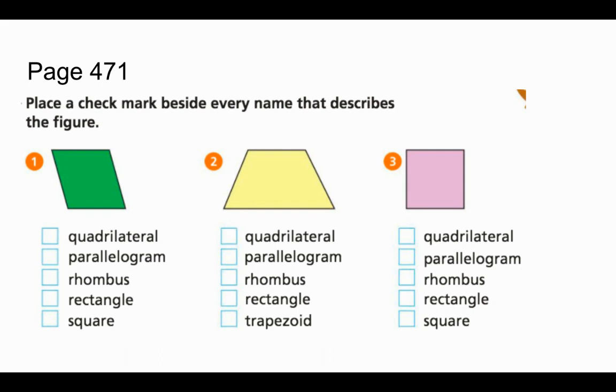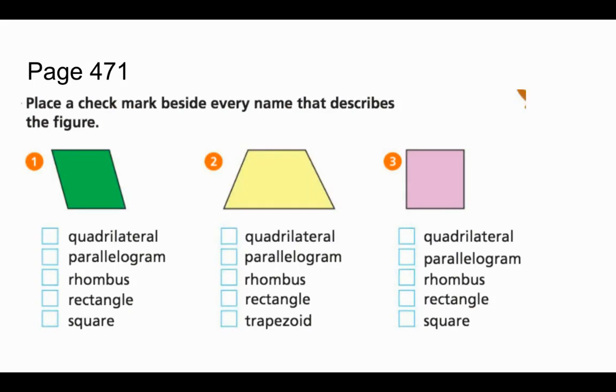Is it a rhombus? Yes. How do you know? Because all the sides are the same length. Is it a rectangle? No. Don't mark that. How do you know? It doesn't have 4 right angles. So how do you know it's not a square? Because if it's not a rectangle, it can't be a square. Your job, third graders, is to place a check mark or an X on each of the names that describes the figures in the picture.